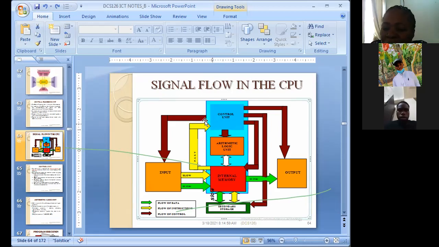The control unit receives this signal from the internal memory. Then what does the control unit do? The control unit, look at this brown arrow going down.